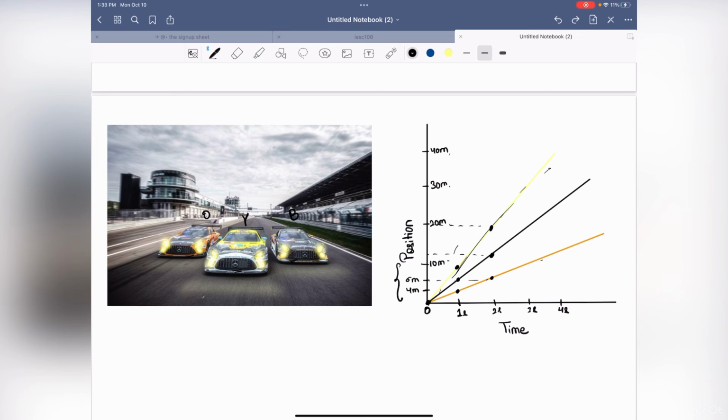But here's my fun question to you. What if this was the car? What can you say about this new car? Actually, let me give it another color. What can you say about the green car? Well, the green car is definitely not in the same picture because it's already at 35 meters.